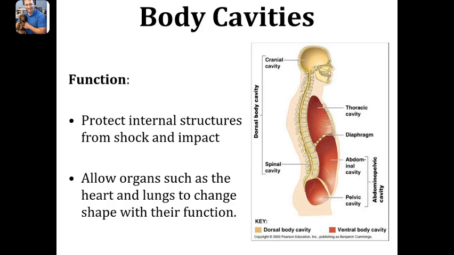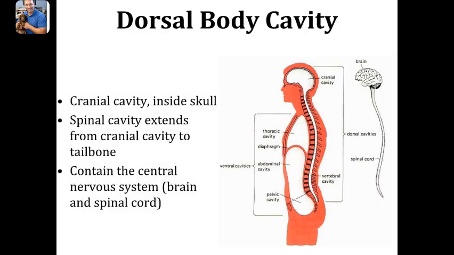We've got two cavities here that we're going to discuss. Mostly, there's the ventral body cavity here, which is in red, and then the dorsal. So ventral means front, basically, and dorsal means back. So two body cavities, ventral and dorsal. And there are even breakdowns of those, as we will discuss. The dorsal body cavity has the cranial cavity and the spinal cavity.